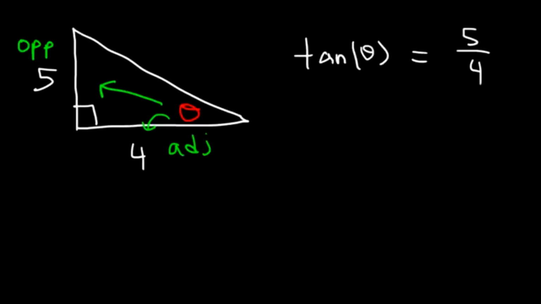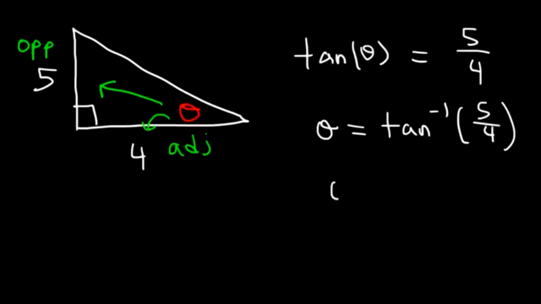If tangent theta is 5 over 4, then theta is going to be the inverse tangent or arctangent of 5 over 4. And you simply have to type this in your calculator. So type in arctan 5 over 4. And you should get an angle of 51.34 degrees. So that's how you could find the missing angle. Let's try another example.